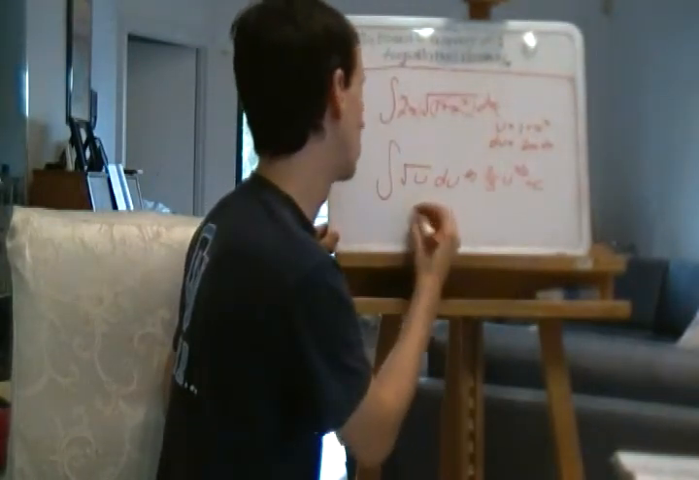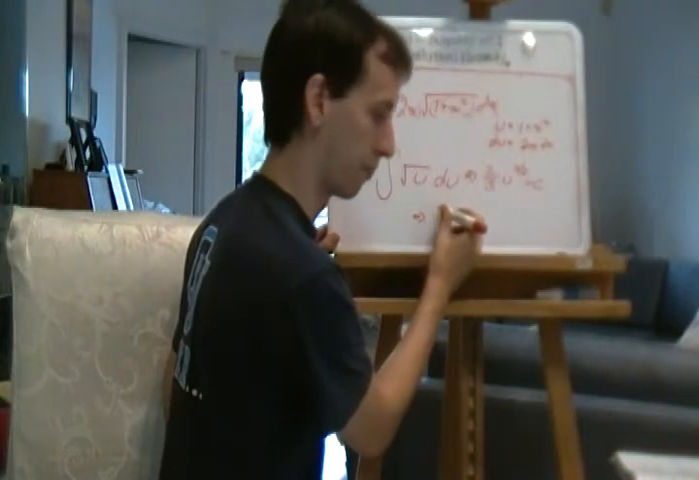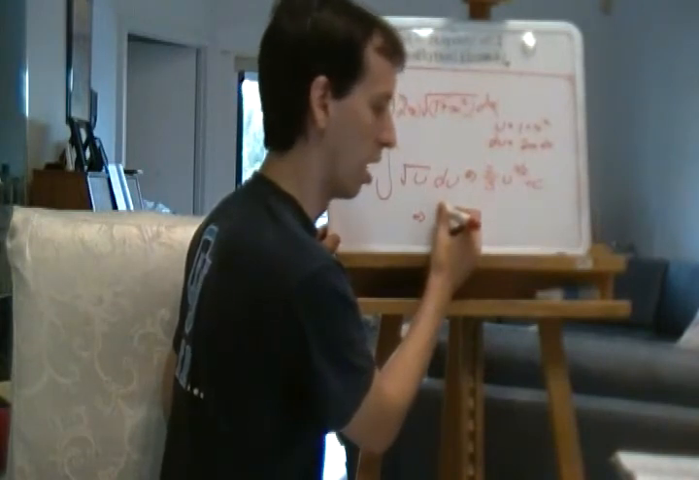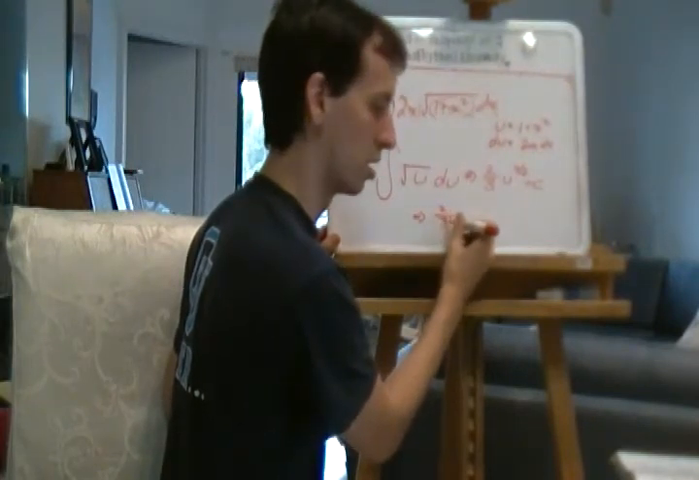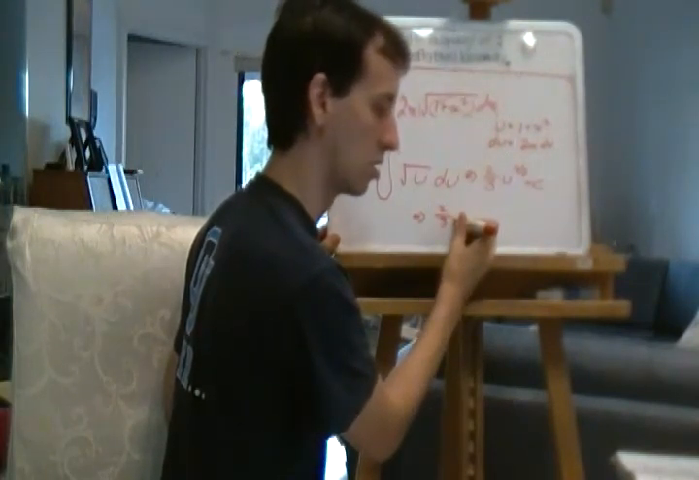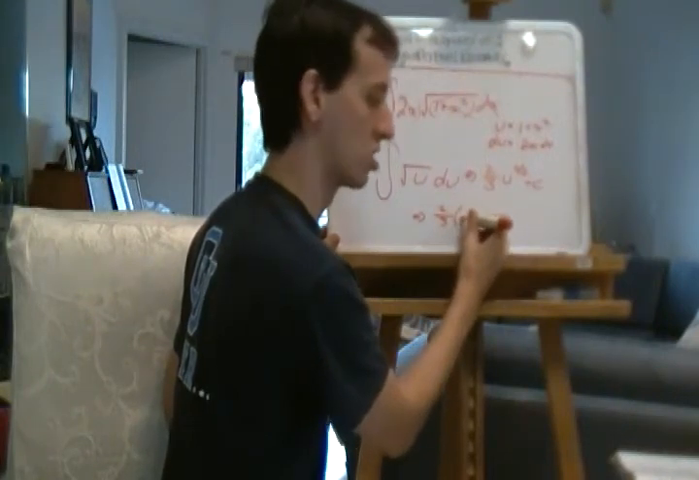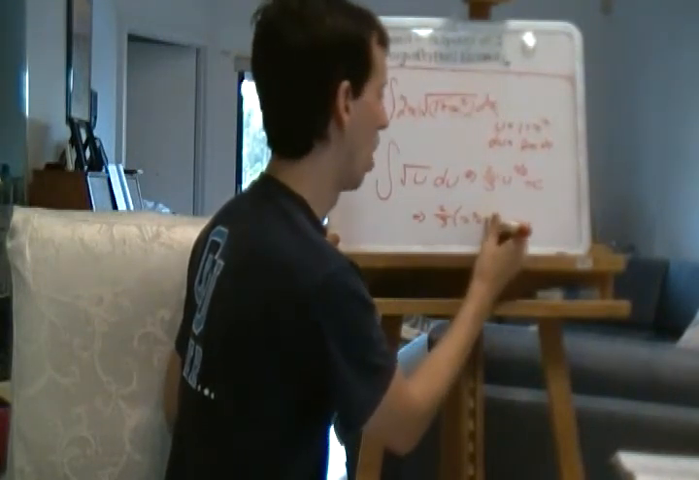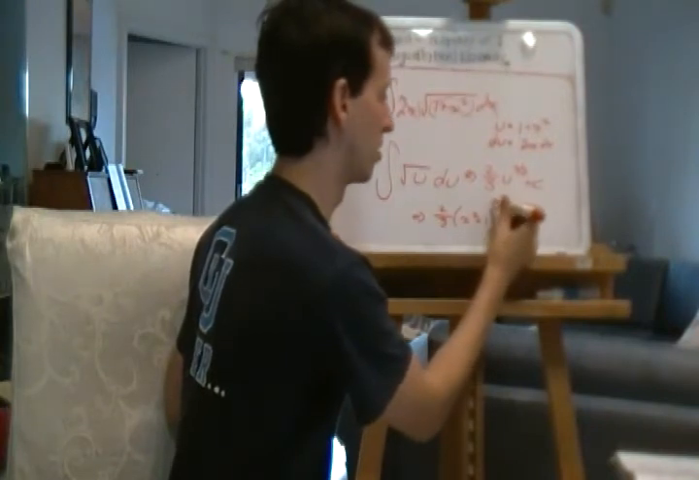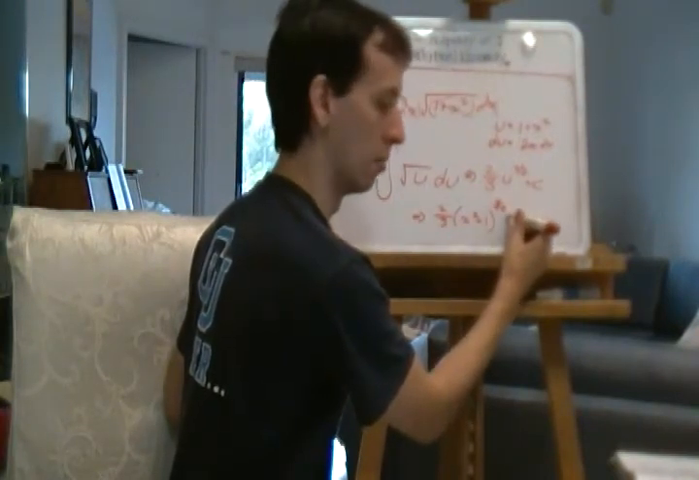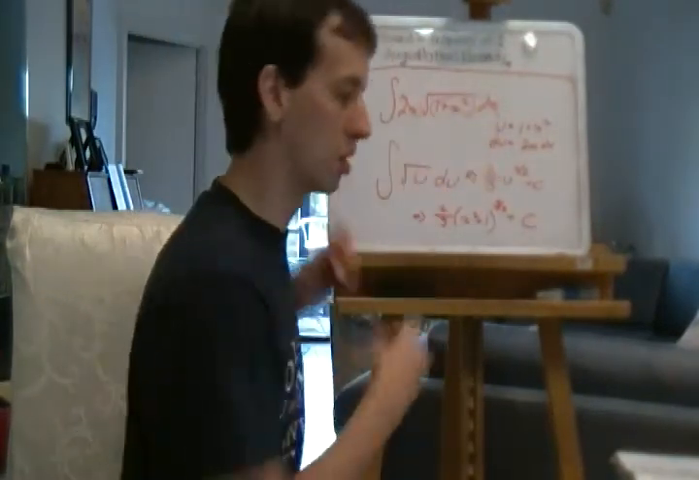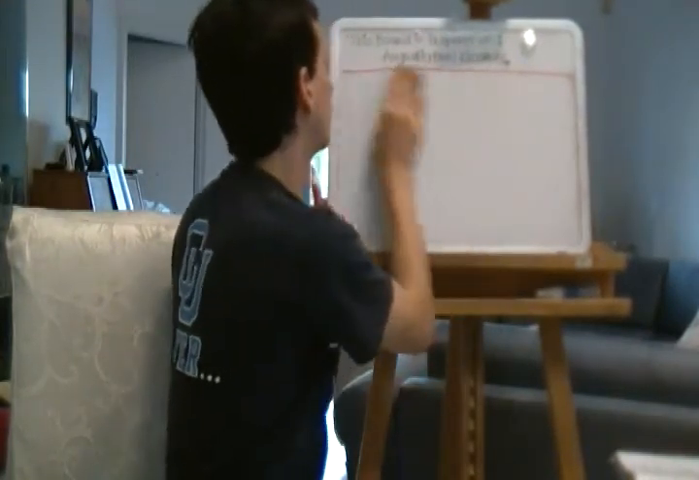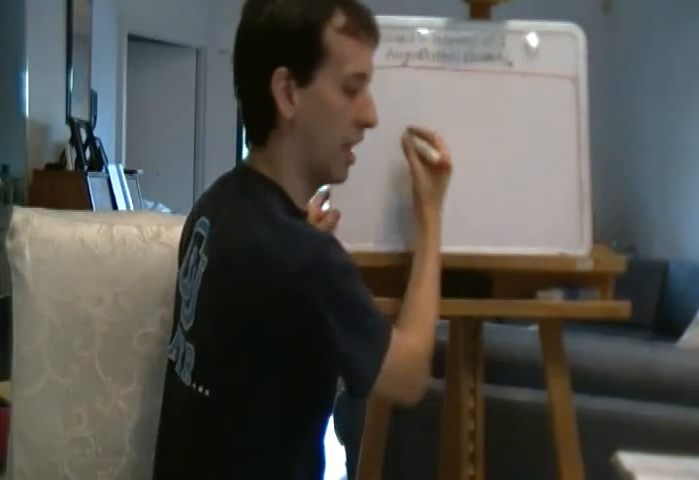U is 1 plus x squared, so the final answer is 2/3 times x squared plus 1 to the 3/2 plus c. So we found a substitution, we made it, and we plugged it back in. Let's look at another one really quick, just so we can get the idea.